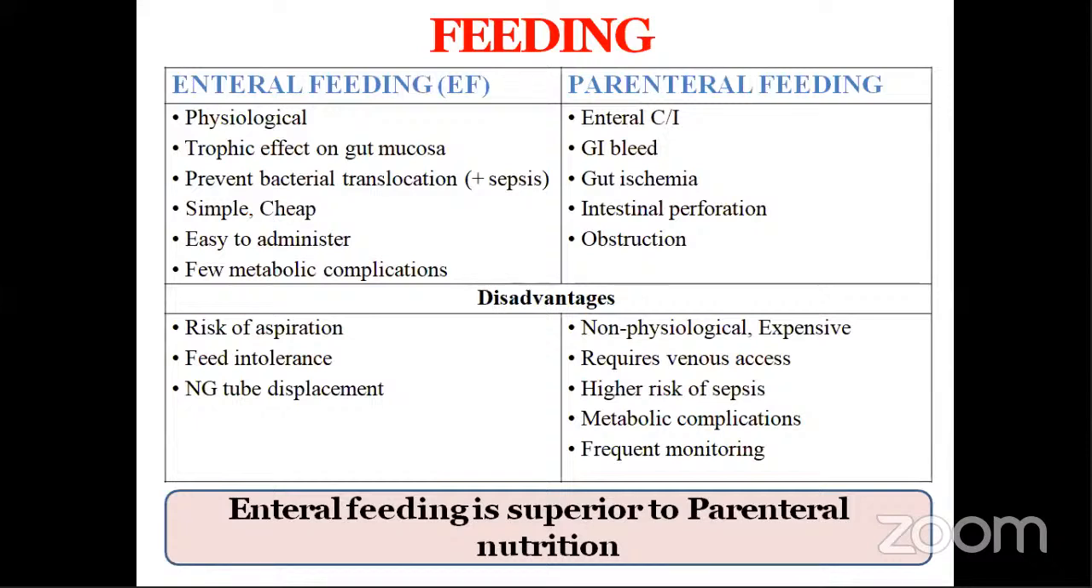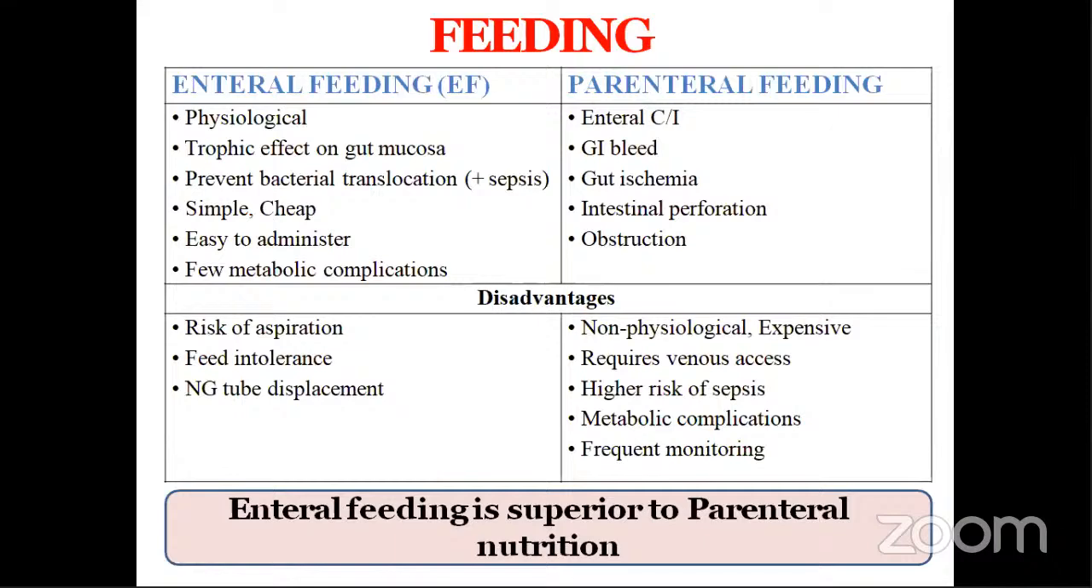but we resort to parenteral feeding only in conditions where enteral feeding is contraindicated, like in cases the patient is having GI bleed, or is having gut ischemia, or is a patient of intestinal perforation or obstruction. Only then we resort to parenteral feeding, because it has a lot of disadvantages, like it is non-physiological, is obviously expensive, requires venous access, and thereby increases the incidence of sepsis, requires very frequent monitoring for metabolic complications.